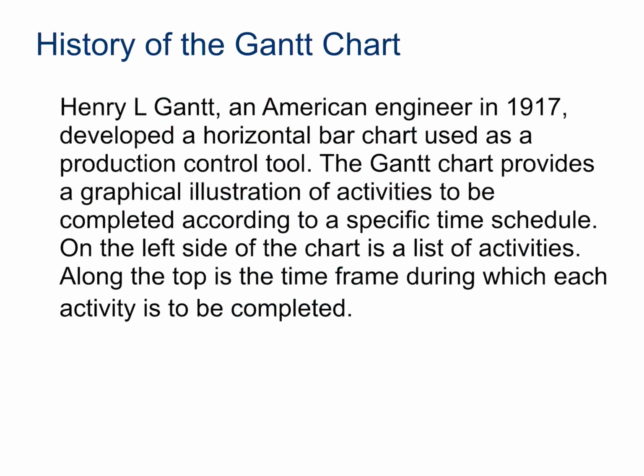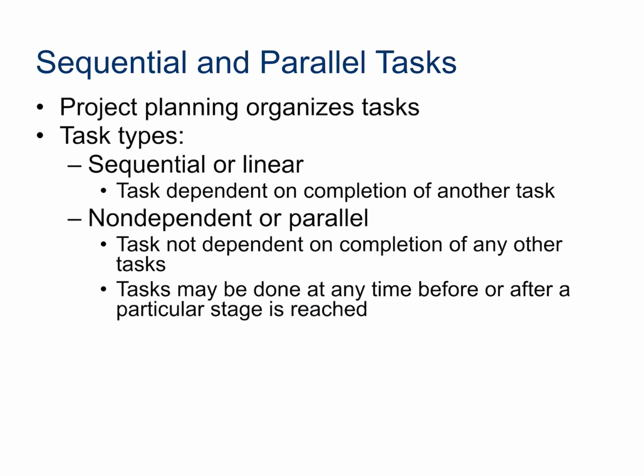So the history of the Gantt chart: Henry L. Gantt, an American engineer in 1917, developed a horizontal bar chart used as a production control tool. The Gantt chart provides a graphical illustration of activities to be completed according to a specific time schedule. On the left side of the chart, you're going to see listed the activities, and on the top of the chart will be the time frame during which each activity is to be completed.